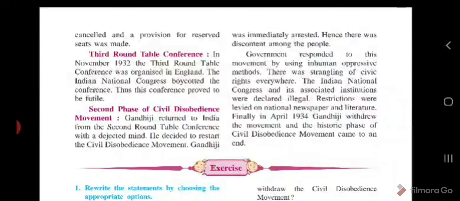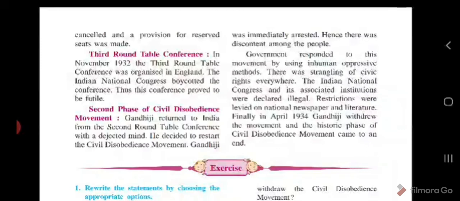Second phase of the civil disobedience movement. Gandhiji returned to India from the second round table conference with a dejected mind, a very sorrowful mind. He decided to restart the civil disobedience movement. Gandhiji was immediately arrested. Hence, there was discontent among the people. The government responded to his movement by using inhuman oppressive methods.